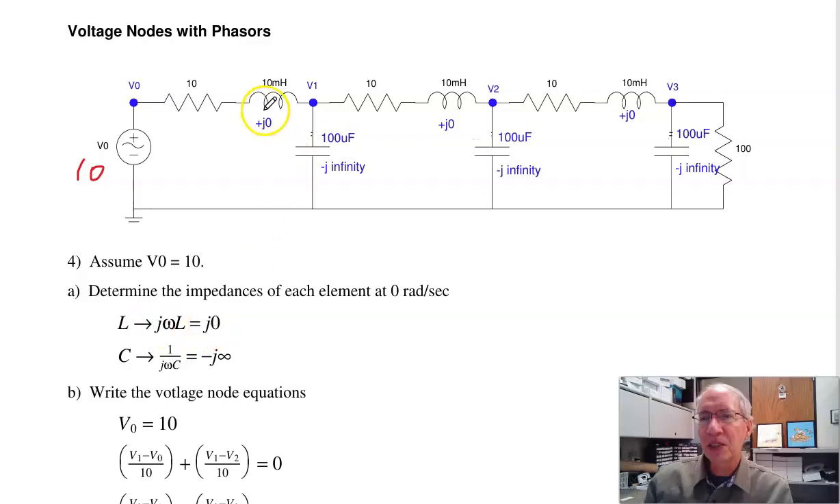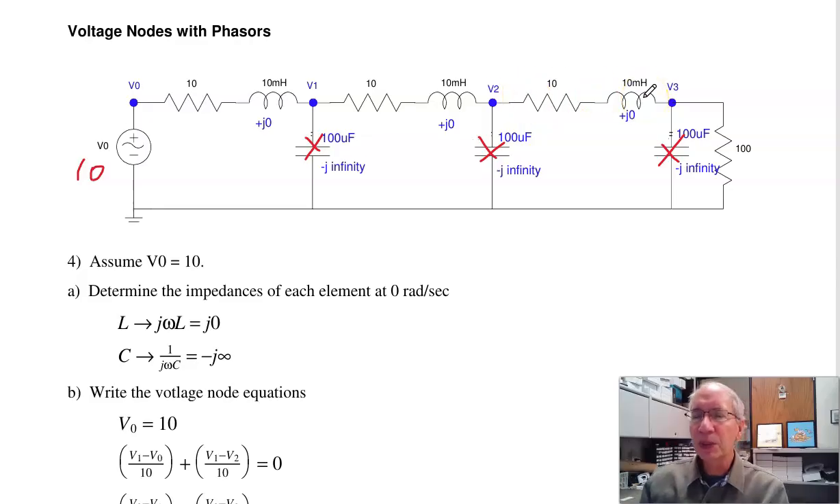Inductors are j omega L, so this is j0. Capacitors are 1 over j omega C, which is minus j infinity. Basically, if the impedance is infinity, the current is 0. You can ignore capacitors at DC. And inductors are shorts.